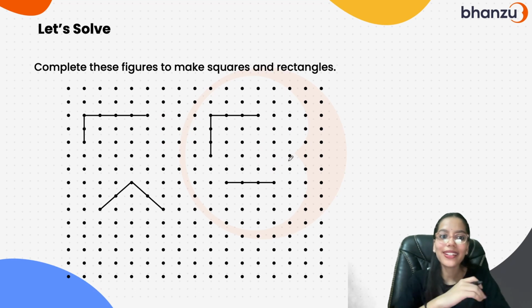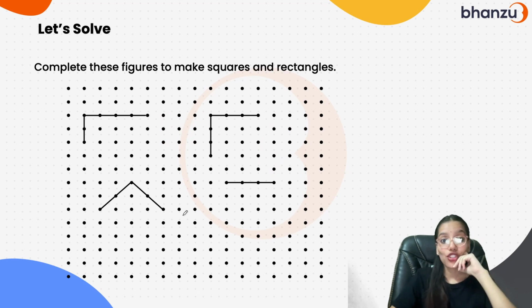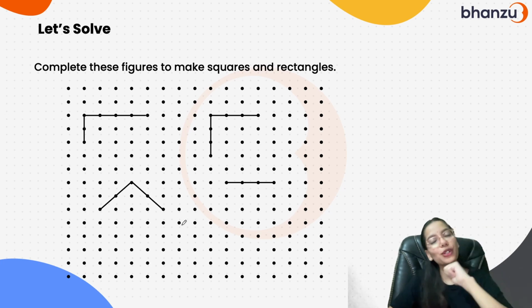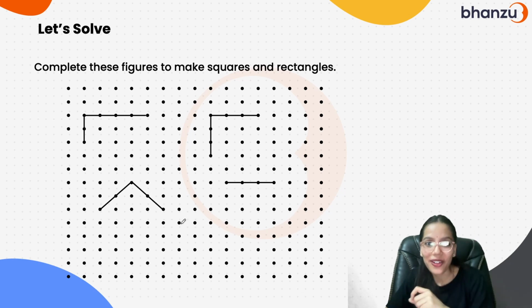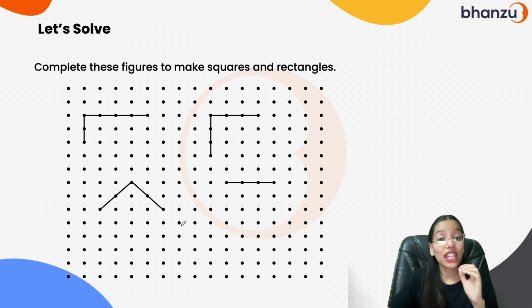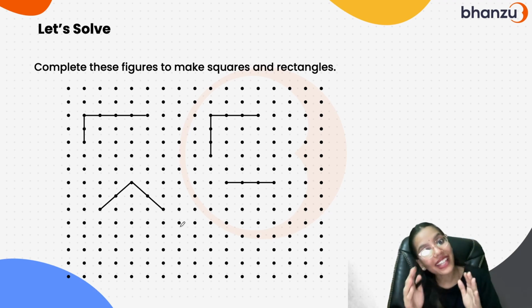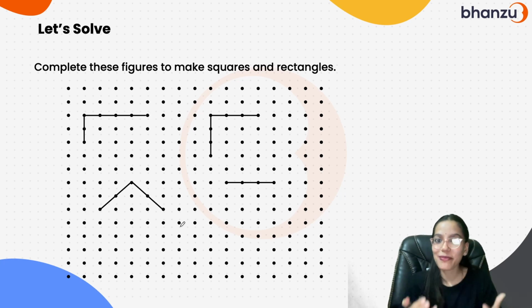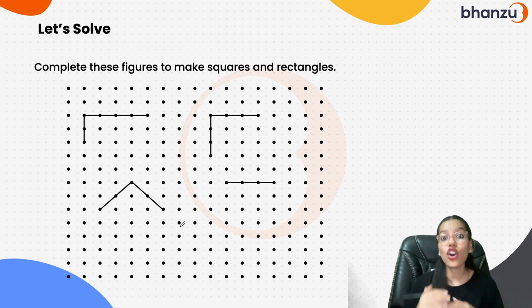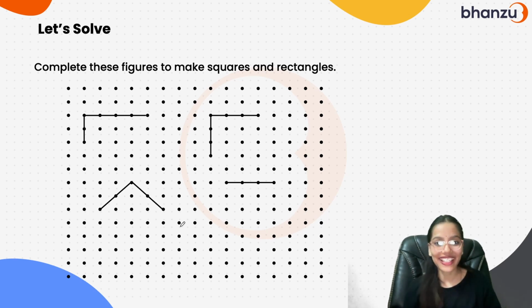Here we go. Here I have figures to complete to make them squares and rectangles. But how do you know which one to be made as a square and which one to be made as a rectangle? Simple, count the number of dots on the sides of it. If you get the same number of dots on the horizontal line and the vertical line, then that becomes a square. But if you get a different number of dots on the horizontal line and the vertical line, it becomes a rectangle. Let us go and check that out.